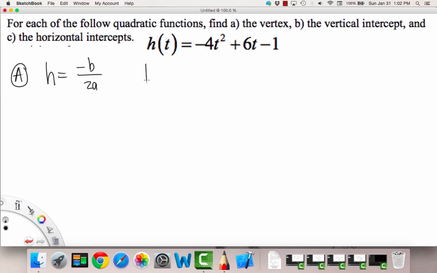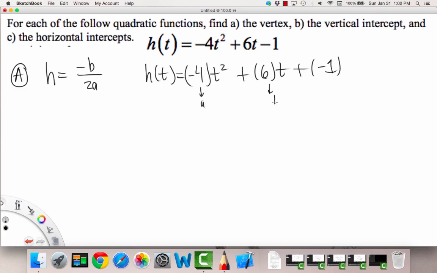Anyways, so we have h of t is equal to negative 4 times t squared plus 6 times t plus a negative 1. So a is negative 4, b is 6, and c is negative 1. Okay? So let's plug it in here. We have h is equal to negative 6 over 2a, so 2 times negative 4. The negatives cancel out, they become positive. So we get h is equal to 3 over 4, and that gives us the x-coordinate of our vertex, or in this case, our t-coordinate.